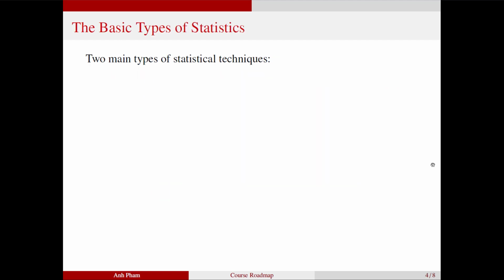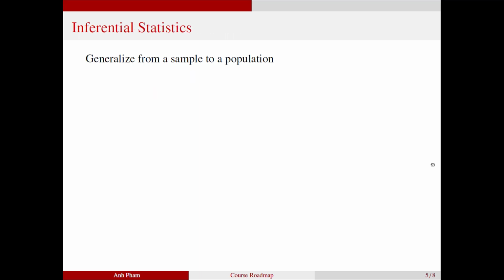So in this class, there are two basic types of statistics that we will go over. Actually, statistics in general have two main types of techniques. The first one is descriptive statistics, and the second type is inferential statistics. Let's talk about inferential statistics first, and then we will talk about descriptive statistics. Inferential statistics is used to generalize from a sample to a population.